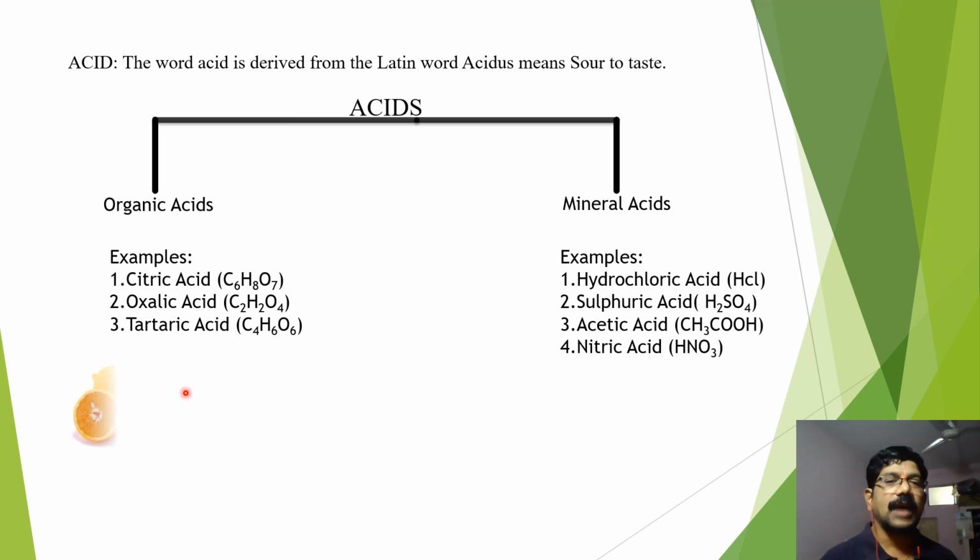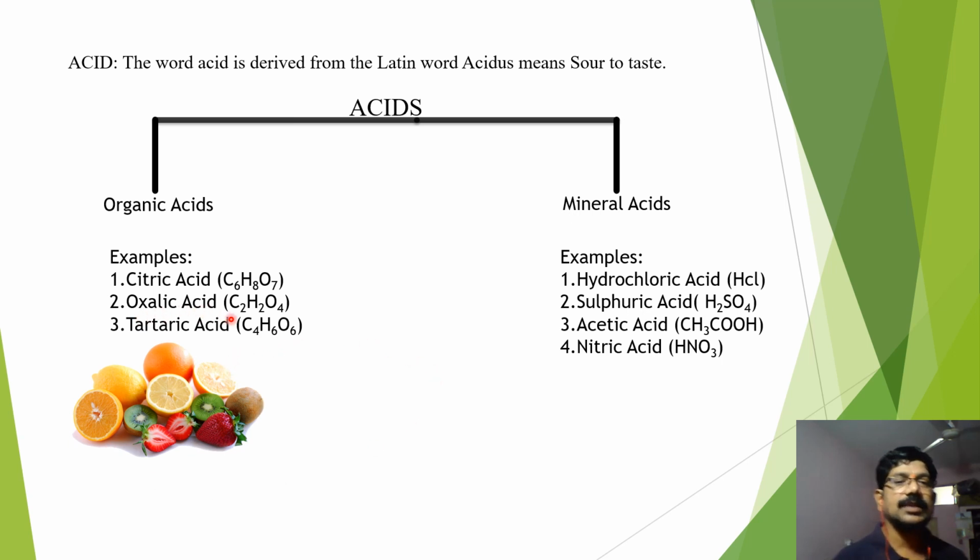Organic acids are all available in these fruits, different fruits. Citric acid is available in oranges and lemon. Next, oxalic acid is available in different fruits which we take in our day-to-day life. Tartaric acid is available in tamarind, which we use in our day-to-day life.